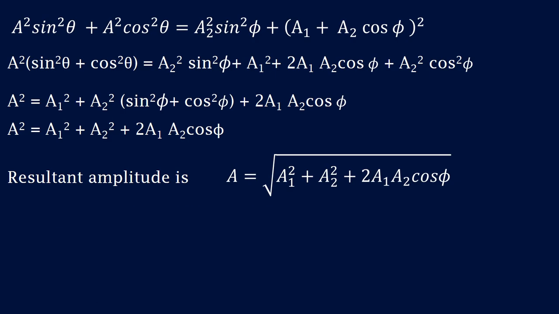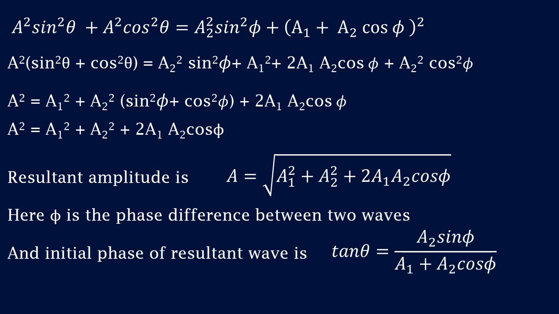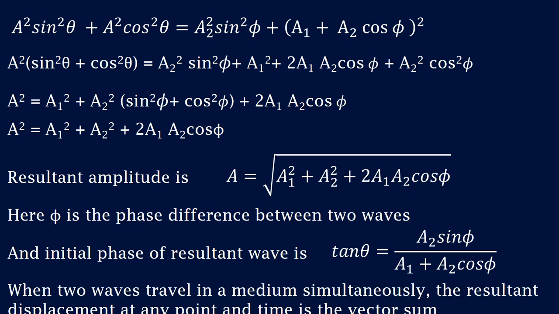Here φ is the phase difference between the two waves, and the phase of the resultant wave is tan θ = a2 sin φ / (a1 + a2 cos φ). Thus, when two waves travel in a medium simultaneously representing separate motions, the resultant displacement at any point and time is the vector sum of the individual displacements.